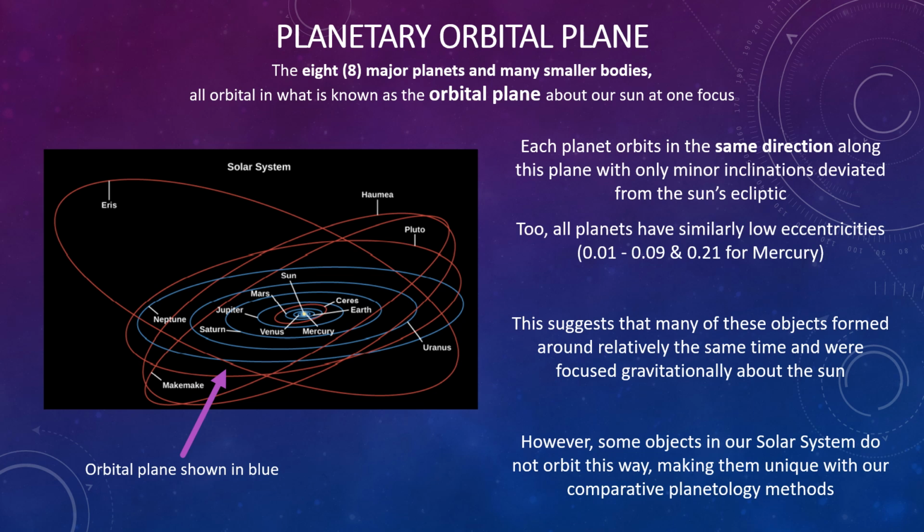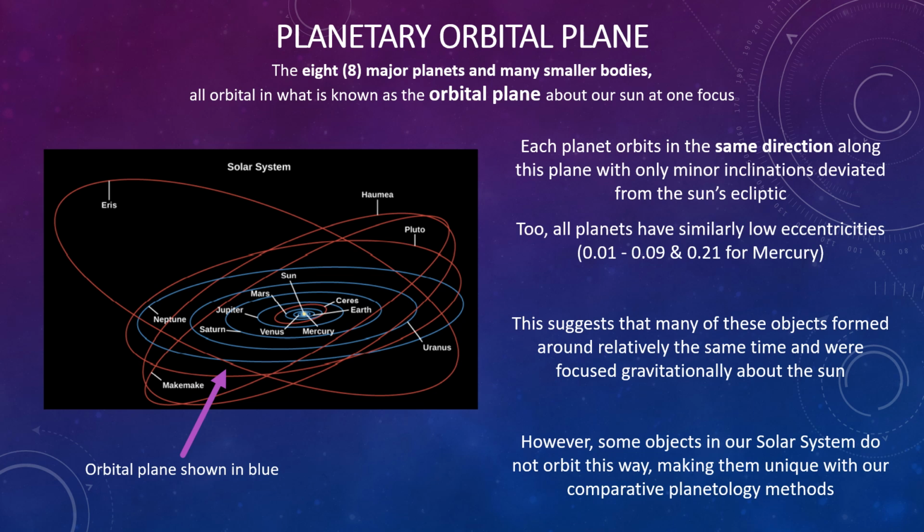it makes sense being that eccentric. But all of this is to say, this suggests that many of the objects in our solar system formed at roughly the same time, and they were all focused gravitationally about the Sun. However, some objects in our solar system don't quite orbit in the same way, and this makes them unique in our methods for comparative planetology.